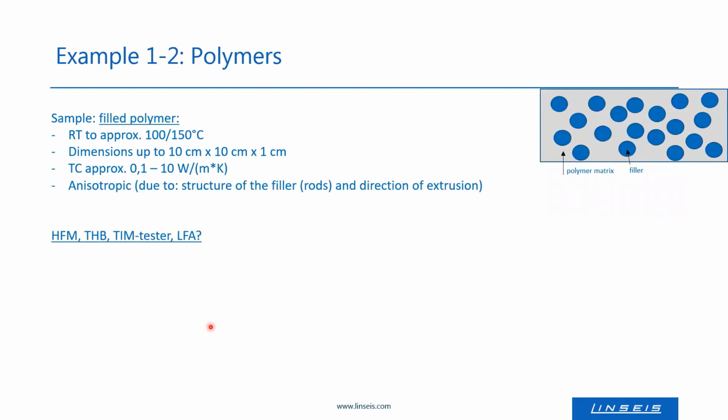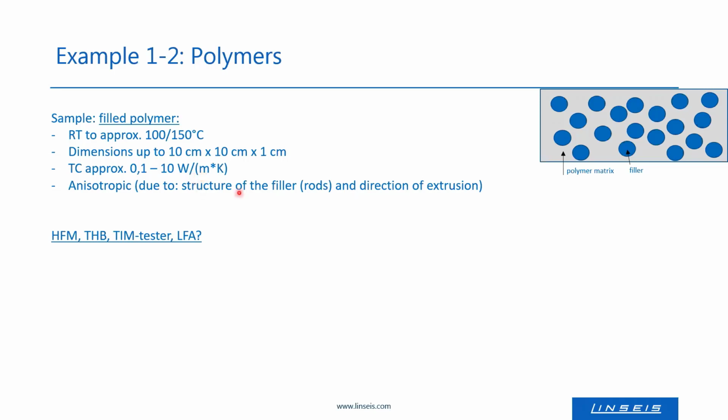So this was a simple polymer. Let's consider a so-called filled polymer or composite. Temperature range and sample size may be the same, but due to the filler, which is here in the form of some grains inside the polymer matrix, this filler will increase the thermal conductivity, perhaps up to 10 watt per meter Kelvin.